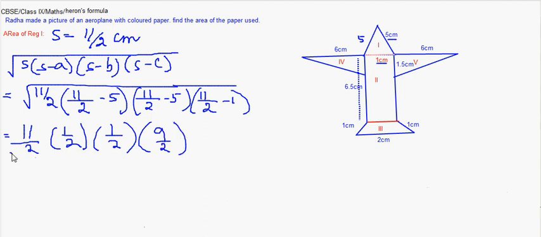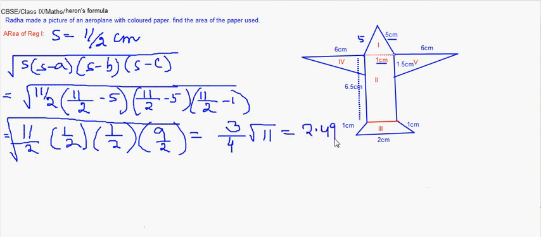If we have to find the square root of this, it becomes like 9, 9, 9. So this will be 2, this will be 2. So I'm getting the denominator as 4. And then I am getting this as 3 by 4 root 11. Root 11 I take as 3.32. So the whole thing is 2.49 centimeters square. This is the area of the first region.